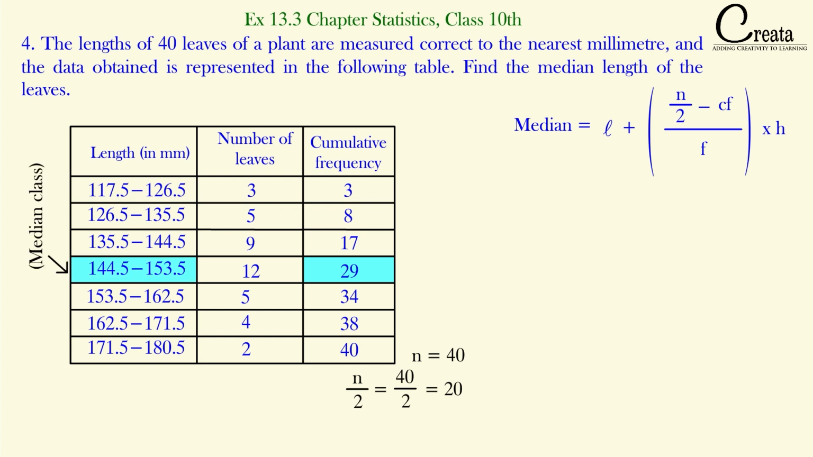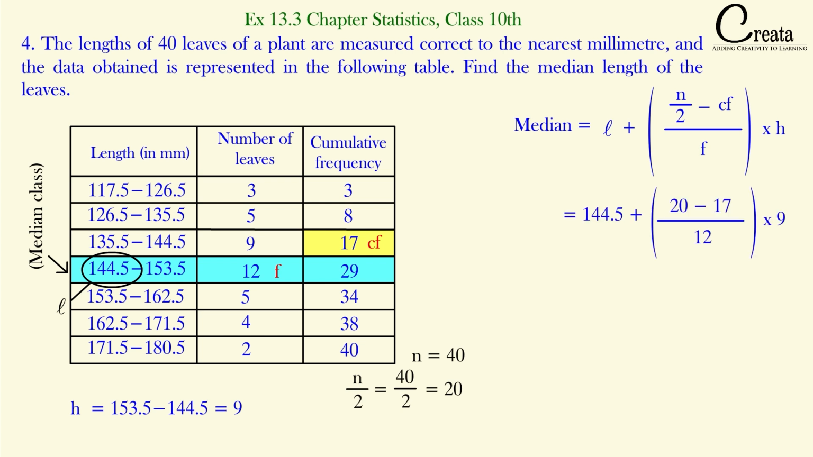This class will be called the median class. 144.5 to 153.5 is the median class, and the corresponding frequency will be f. We got f as 12, and the lower limit of the median class will be l, so 144.5 is l. h is the class size, upper limit minus lower limit: 153.5 minus 144.5, which is 9. And what is CF? It is the cumulative frequency of the row before the median class row. So here 17 will be CF. We got all the values. Let's put them into the formula.